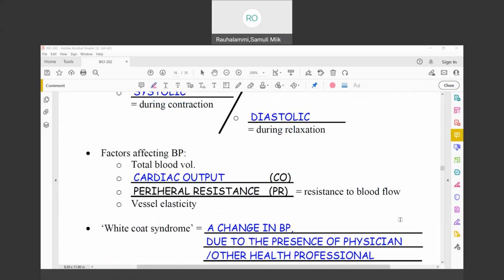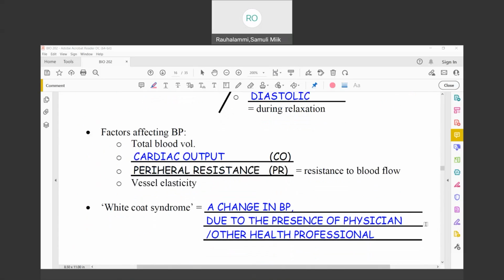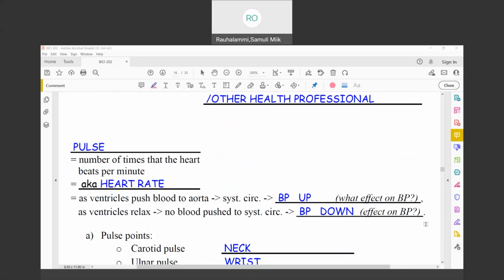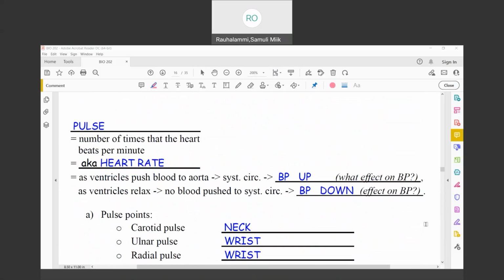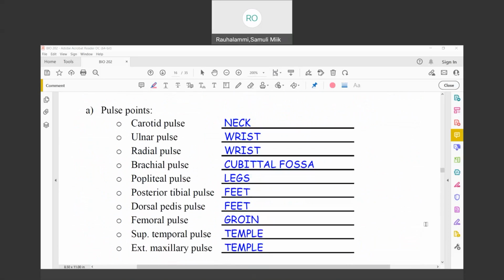Few factors play a role: the volume of the blood, cardiac output, the resistance in the vasculature, and the elasticity of the vessels. Remember, we often get a little bit higher blood pressure reading when you go to see a clinician or a doctor, due to the nerves of being present there. Pulse was measured, a roundabout way of measuring the heart rate from the arteries based on the fluctuation of the blood pressure. And I've listed here multiple places where you could measure the pulse from, so pulse points for you to be familiar with.